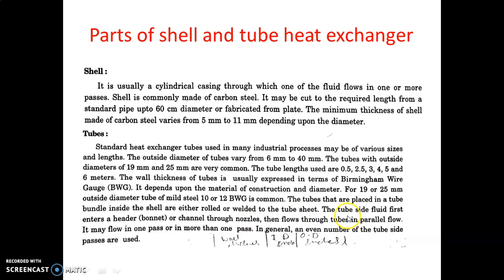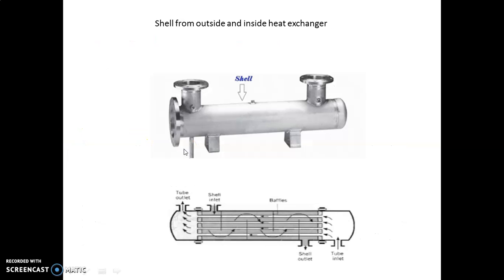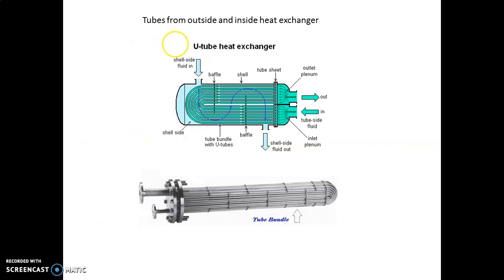Okay, so when this liquid from that channel or bonnet or header passes through these nozzles, then it will flow through the tubes. So these are the description of the tubes. I will show the tubes. Here I am showing the tubes of a U-tube heat exchanger, which is one type of heat exchanger. If we look at this figure, this is called a tube bundle.